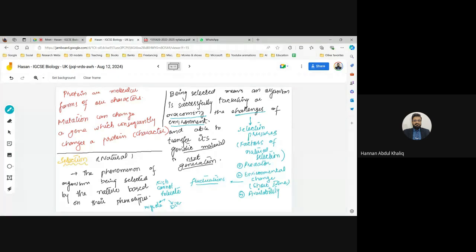Those are selection pressures, and you can bring more. Anything that challenges the living style of the organism is considered a selection pressure. So you can talk about anything.